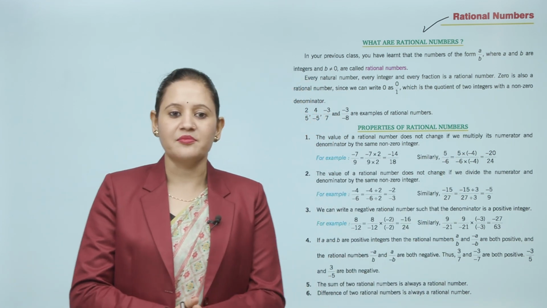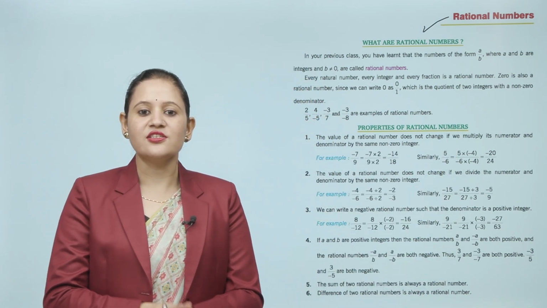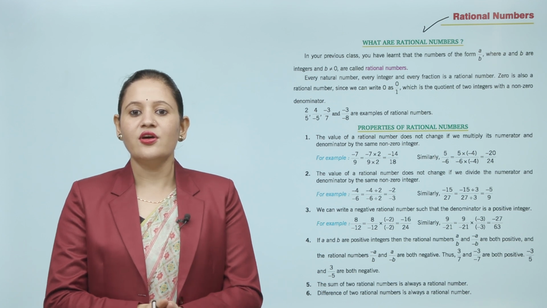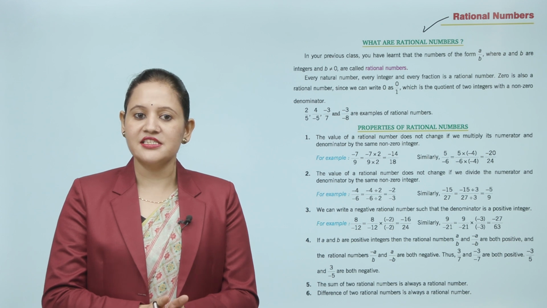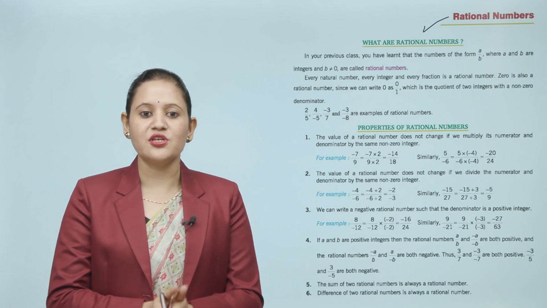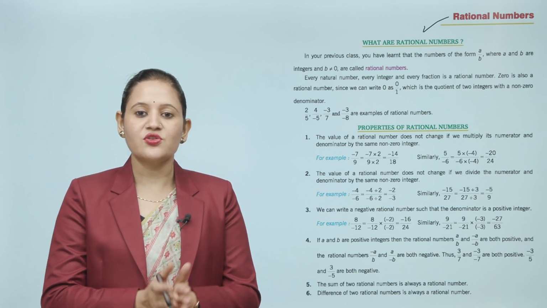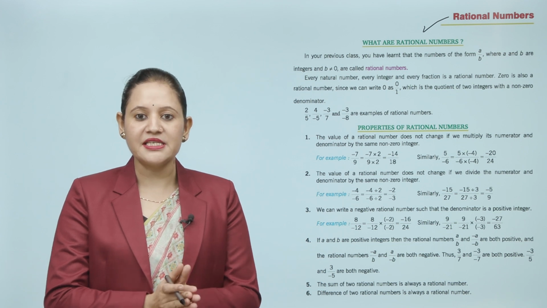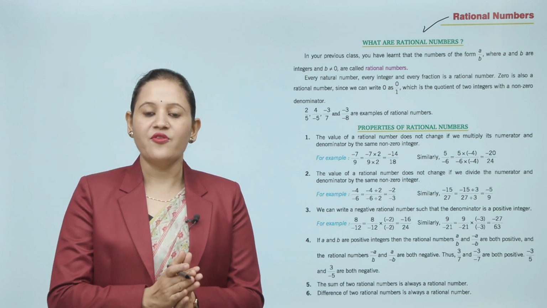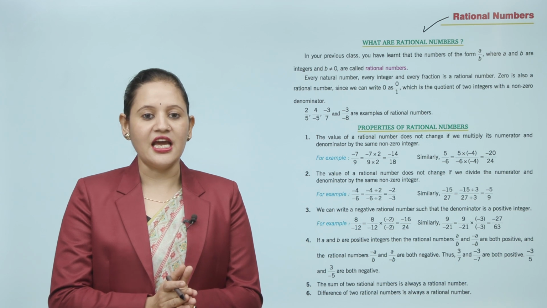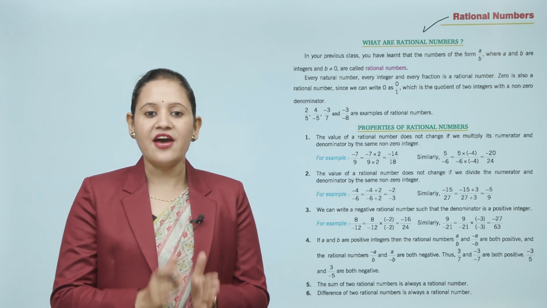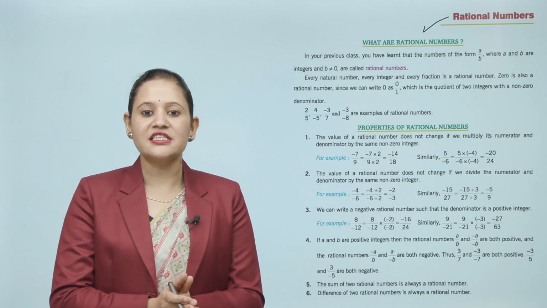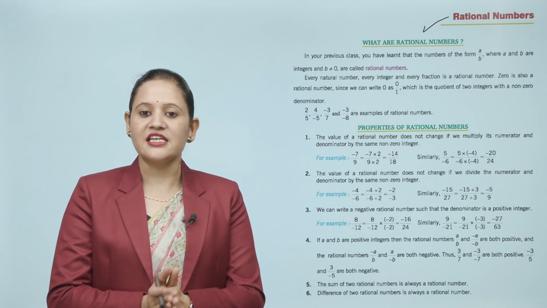What are rational numbers? In your previous class, you have learned that numbers of the form a upon b, where a and b are integers and b is not equal to 0, are called rational numbers. So numbers which can be expressed in the form of a upon b, where a and b are integers and b is not equal to 0, are called rational numbers. Every natural number, every integer and every fraction is a rational number.